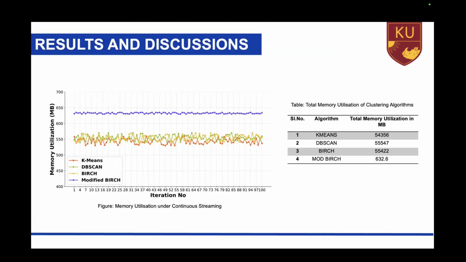These are the results from the iterations for every clustering algorithm. Now for hundreds of iterations, you see, again, the total memory utilization by the modified Birch is very high, around 630 to 650 MBs. But for the existing algorithms, the memory utilization was low. But let me tell you, for every iteration, they computed for every instance. That means for every iteration, they kept the memory utilized.